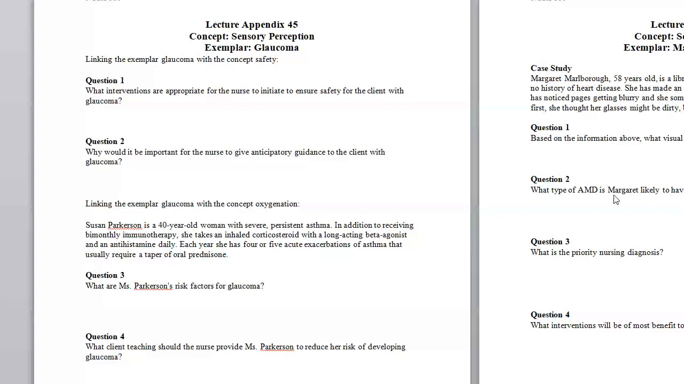In addition to receiving bi-monthly immunotherapy, she takes an inhaled corticosteroid with a long-acting beta agonist and an antihistamine daily. Each year she has 4 or 5 acute exacerbations of asthma that usually require a taper of oral prednisone. So what are her risks? Her big risk is obviously being on a steroid. And it looks to me that she's only 40 years old.